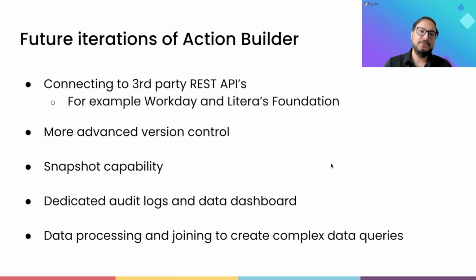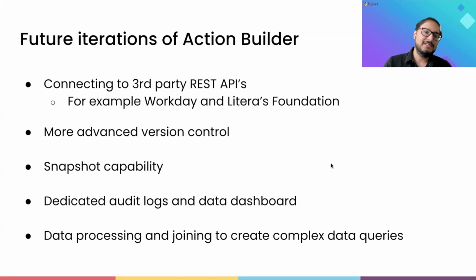In the future, we'd like to add the following features to the action builder. One of the key ones we want to add is the ability to connect to third-party REST APIs. This will allow you to integrate with external systems, for example, Workday or Litera's Foundation, or any third-party API. Connect to that system, and either bring the data into a data source or write data to the REST API, depending on what the third-party API can do.